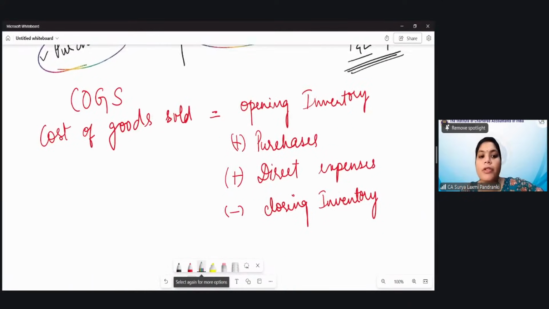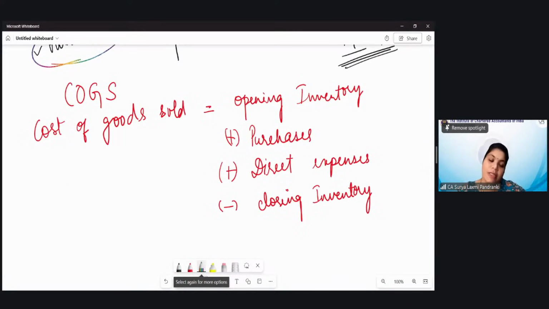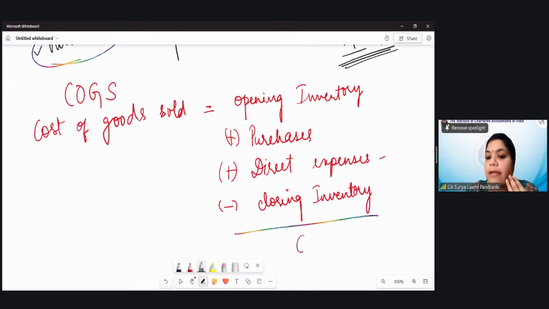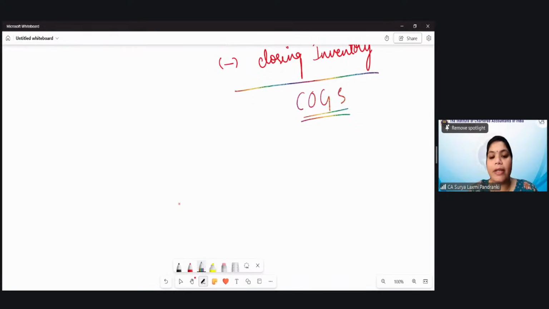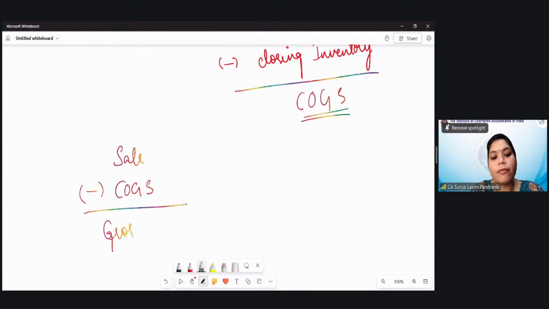So the formula for cost of goods sold is opening inventory plus your purchases, plus any other direct expenses, only direct expenses. Like I told you, no P&L expenditure, only trading account expenditure. Then you remove your closing inventory. This will give you cost of goods sold, right? Now, when you're determining cost of goods sold, what do you do next? Our ultimate aim is to arrive at profit, right? Sales minus cost of goods sold will give you gross profit.